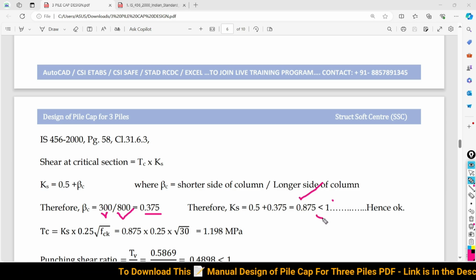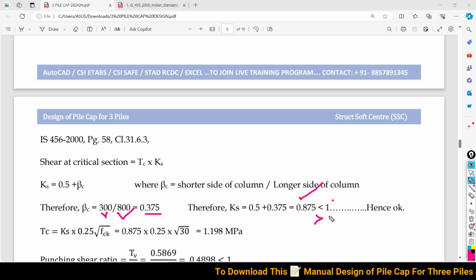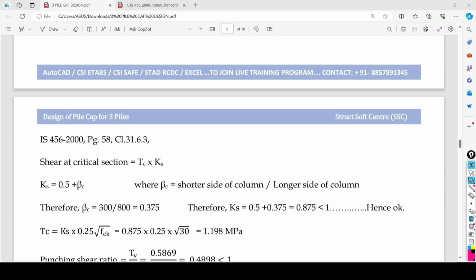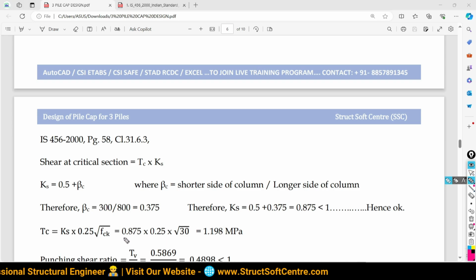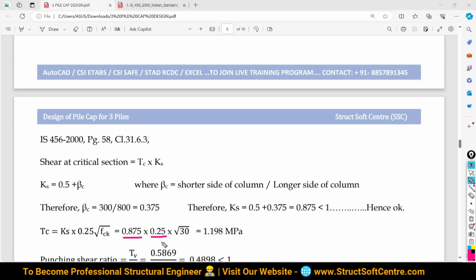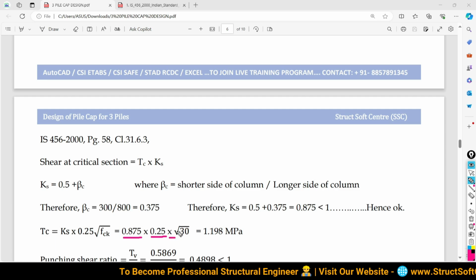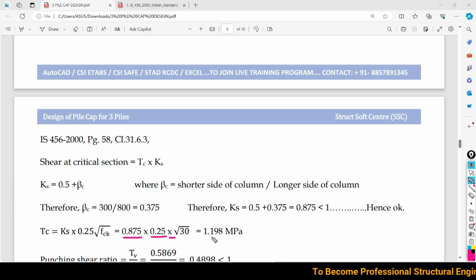In any situation, if it is coming out to be more than 1, then we don't need to consider the greater value. We have to consider a maximum of 1 only. You are not allowed to take it more than 1. Hope that's clear. Now next, the critical capacity of your section will equal ks multiplied by 0.25 under root of fck. So I am going to put the value here as 0.875 multiplied by 0.25 multiplied by the characteristic strength of the concrete, under root of fck. After doing this calculation, we are getting the value of critical capacity of your section as 1.198.